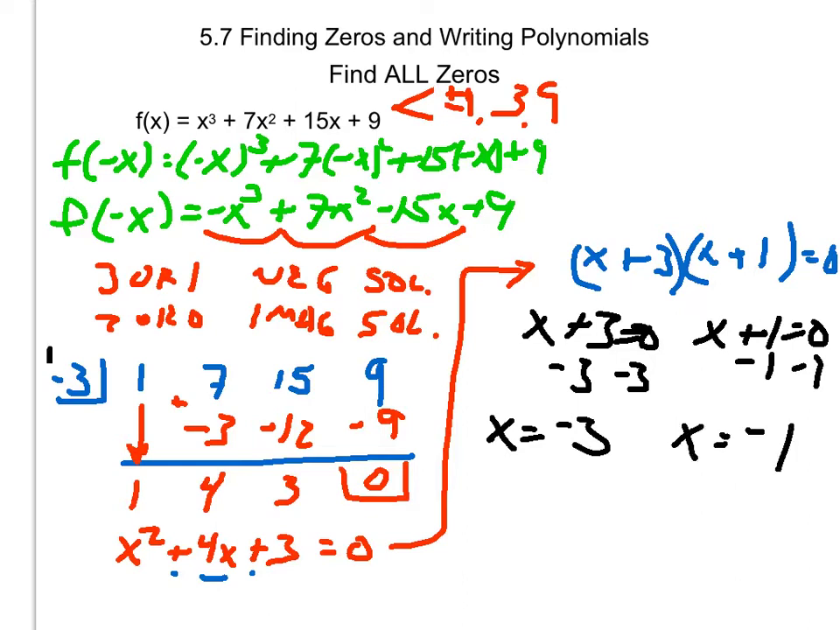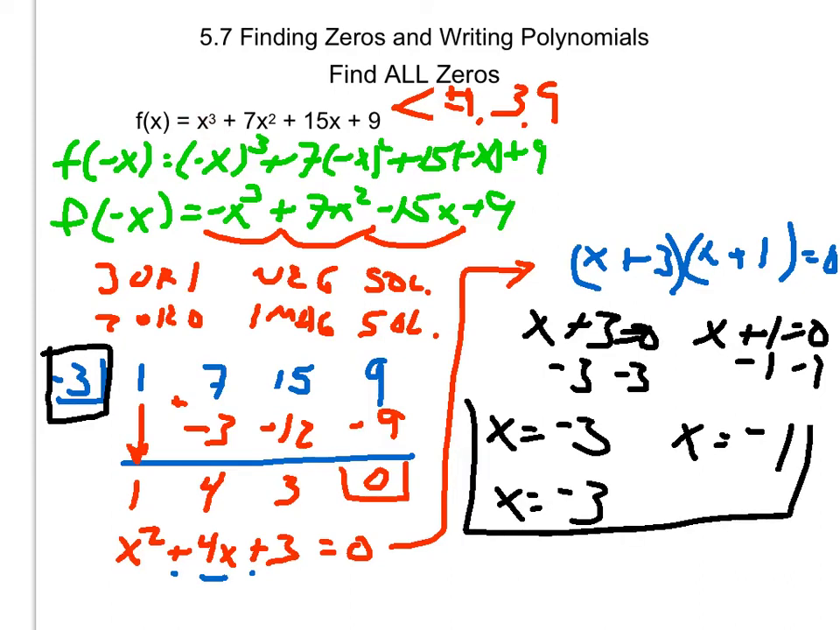And don't forget about this guy right here. That also means x equals negative 3. Now, right here, we are given the same solution twice. We can still count it as 2 solutions. Even though it's the same solution, we get to count it as 2 solutions. So we have 1, 2, 3 solutions, which is what we should expect. 3 solutions. So there are all of our real zeros.